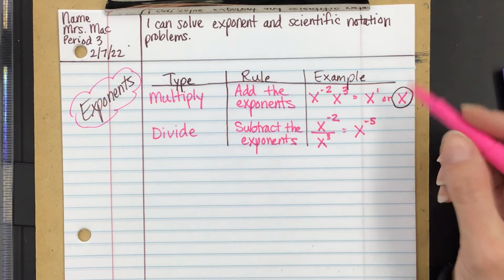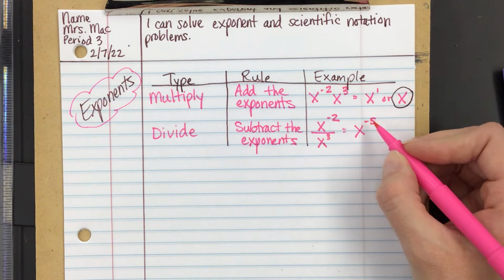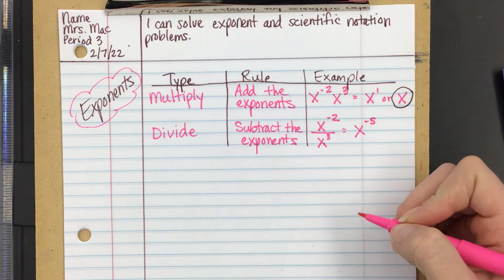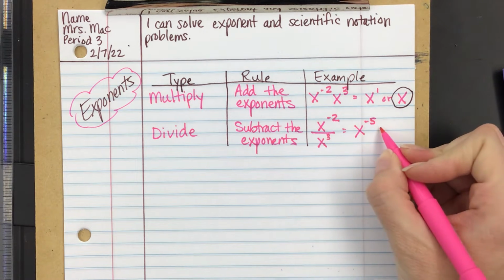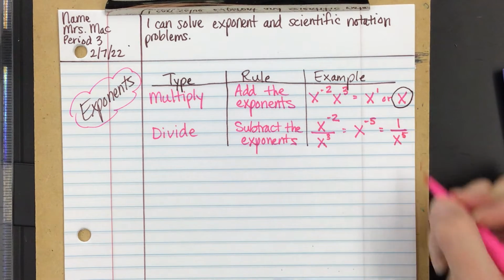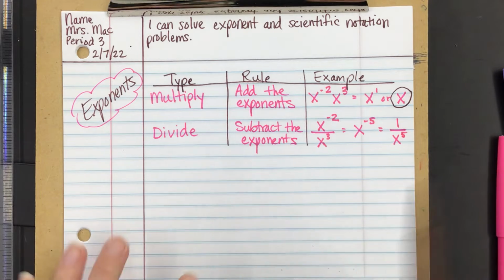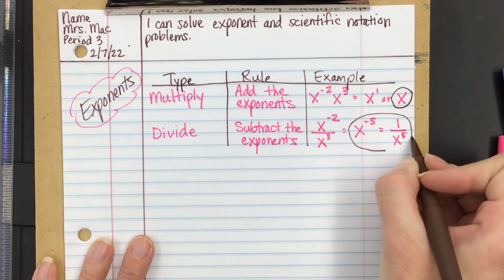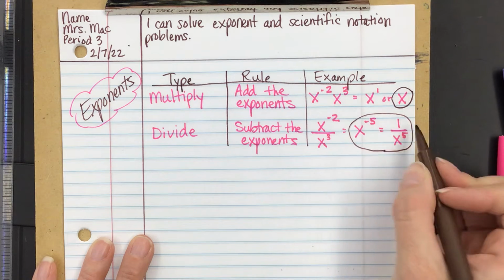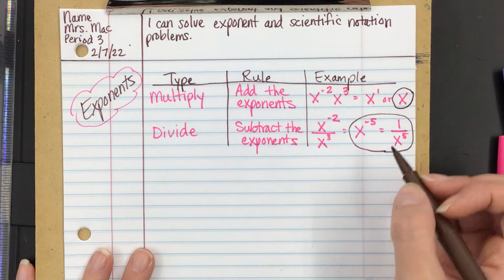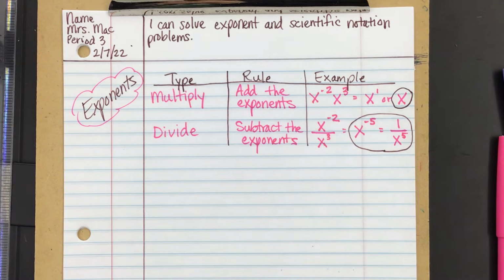And just a reminder, that negative exponent is telling you that this whole thing should actually be in the denominator. So I can rewrite this as 1 over x to the 5th as well. I will accept both answers tomorrow. Just make sure that you know that that negative exponent means that it needs to actually be like this. So just have that information.